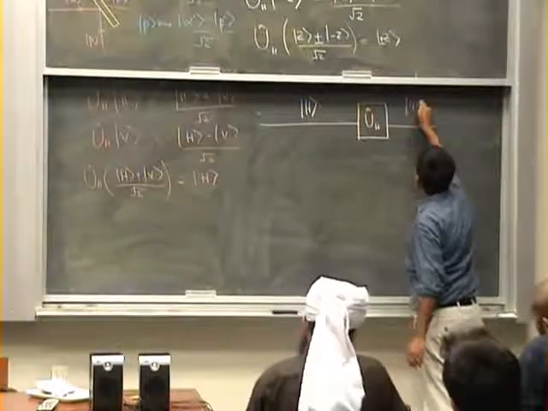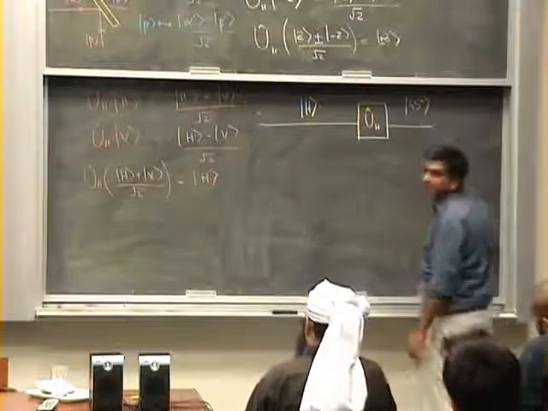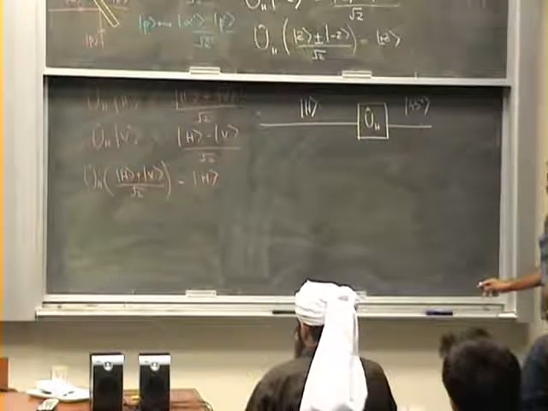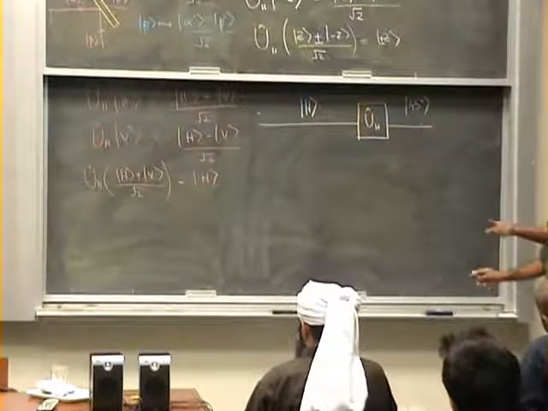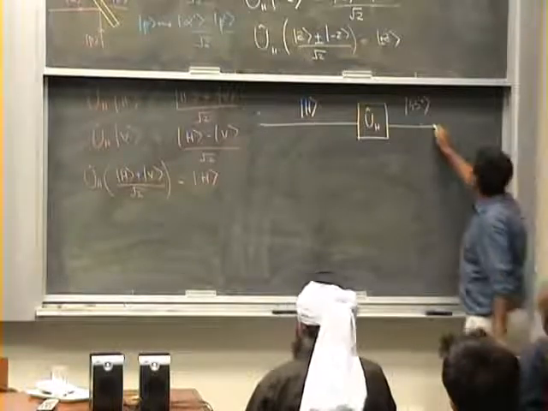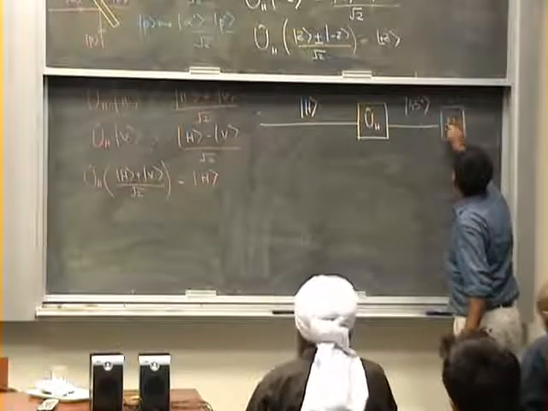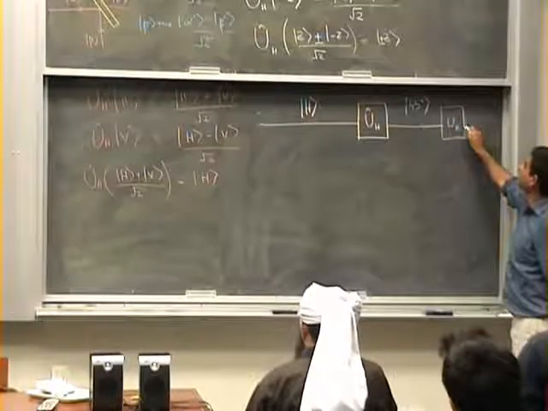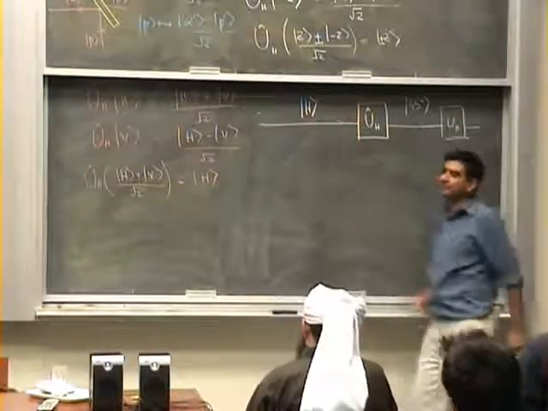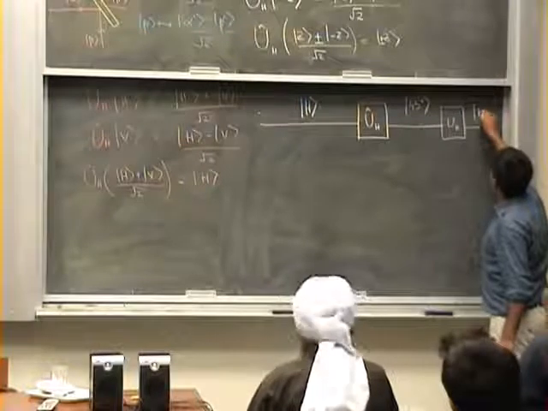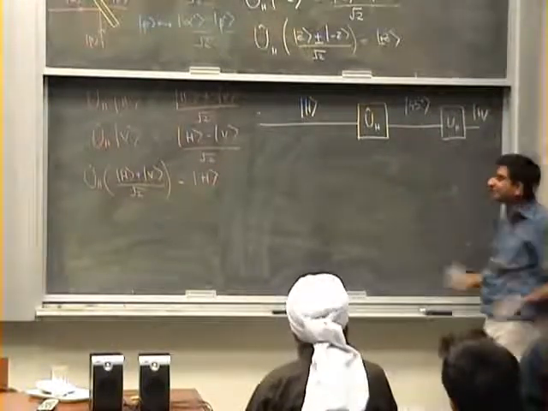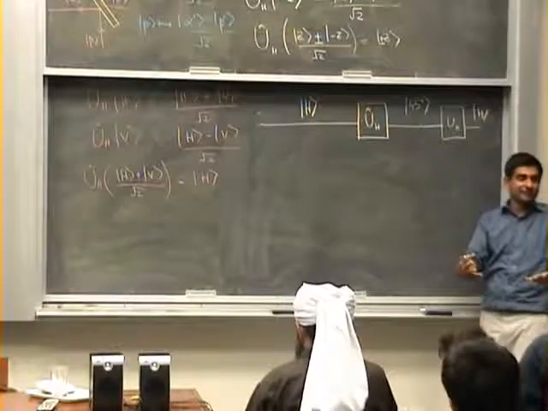45 degrees polarized state. ठीक है, समझ आ गई? अब मैं इसी स्टेट में दोबारा एक Hadamard gate अप्लाई करता हूं, तो क्या मिलेगा मुझे? I get back this state. So the Hadamard operation is such an operation which is self-inverse.